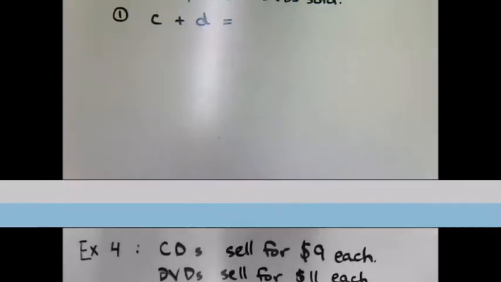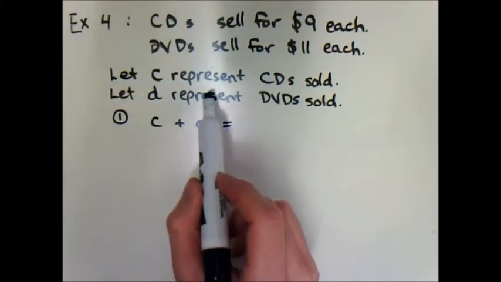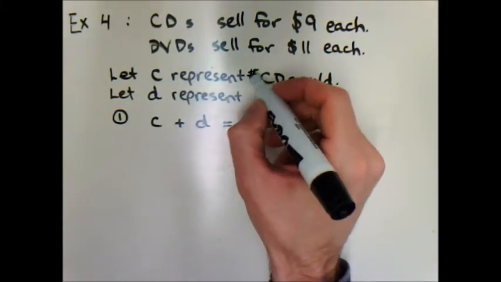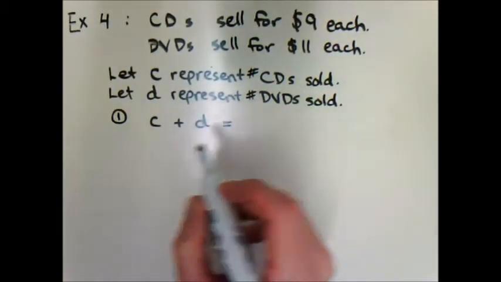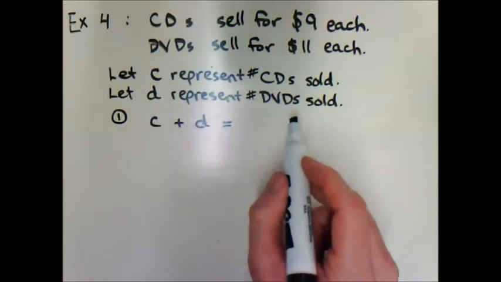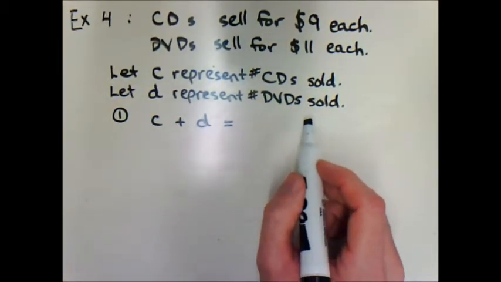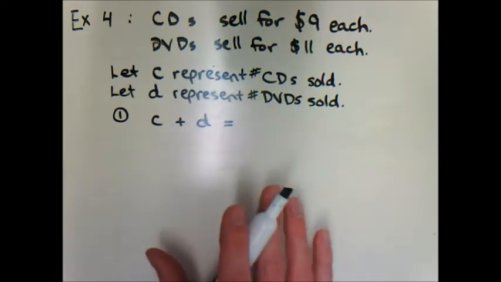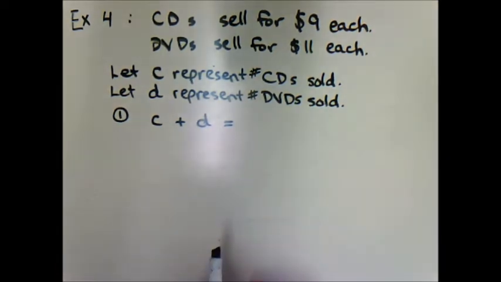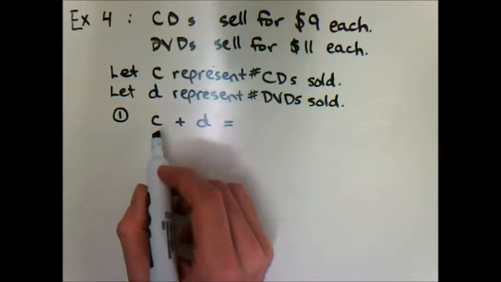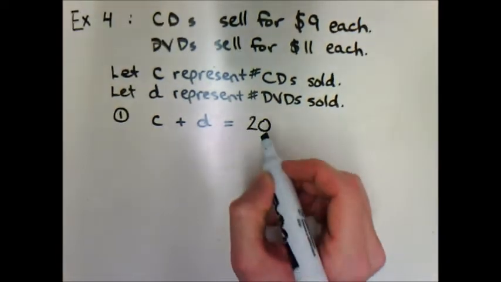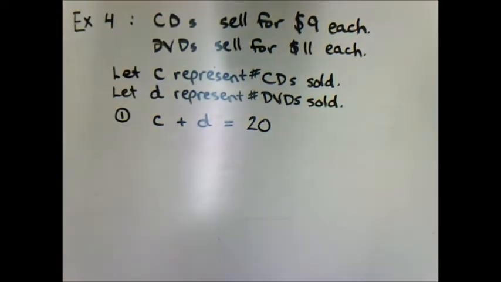All right, ready? Equation. We have C representing the number of CDs sold, and D represents the number of DVDs sold. So how many items, Nadia, were sold altogether? 20 items. So CDs plus DVDs is 20. That's how much money.